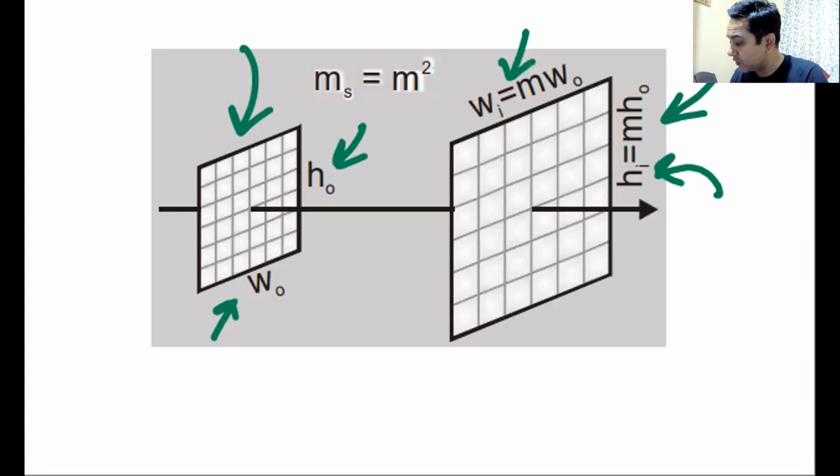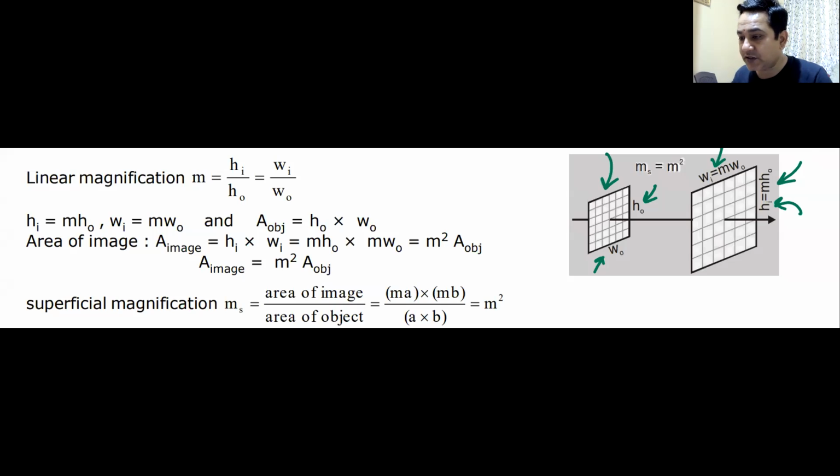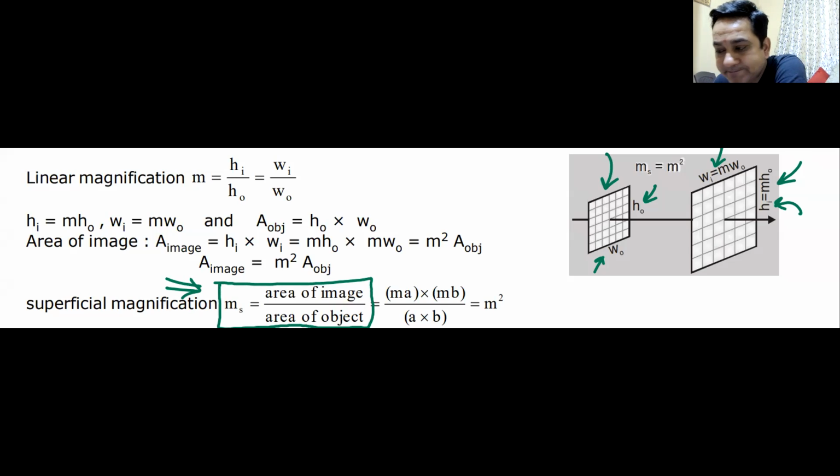What do I do, sir? We call such magnification superficial or aerial magnification. To find the superficial or aerial magnification, we use the formula: area of the image divided by area of the object. Is it clear? So it is M times height of the object, M times width of the object, divided by height of the object into width of the object. So this aerial magnification MA simply becomes M square.